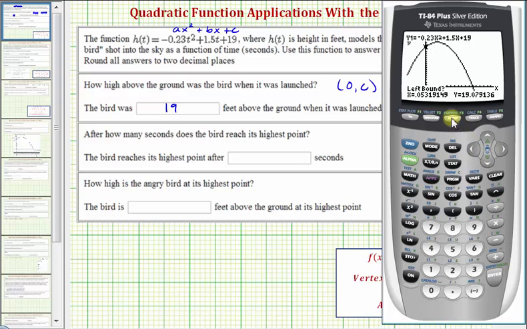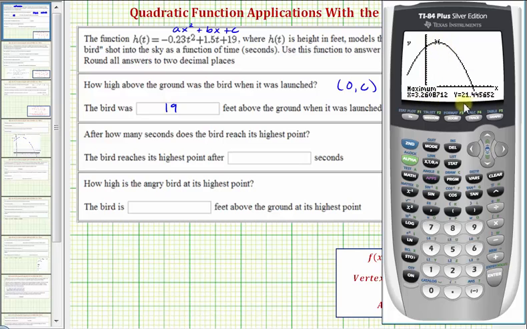Now it's going to ask us for a left bound and a right bound. We want to move the cursor to the left of the vertex, maybe somewhere in here. Press enter. Then for the right bound, we move to the right side of the vertex by pressing the right arrow, maybe somewhere here. Enter, and then enter again. Notice how the coordinates of the vertex show below.